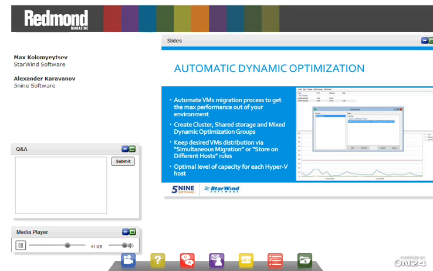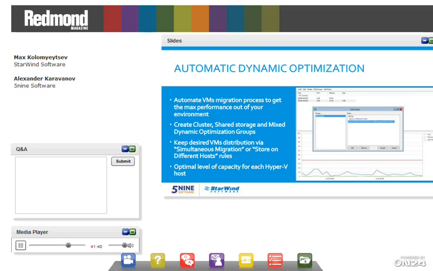Dynamic optimization is available within SCVMM and now is available within File Manager. It allows you to distribute the load between your Hyper-V hosts according to the performance parameters of hosts and virtual machines, and also allows you to apply rules to virtual machine migrations, so you don't have dynamic optimization move your DC virtual machines, for example, onto one host.